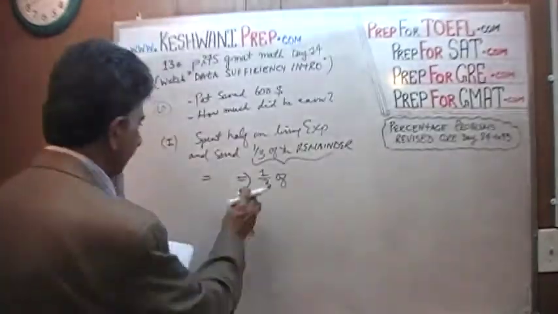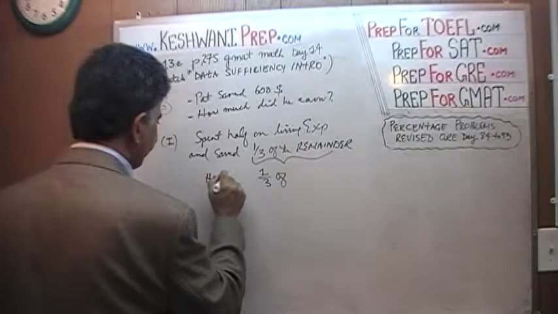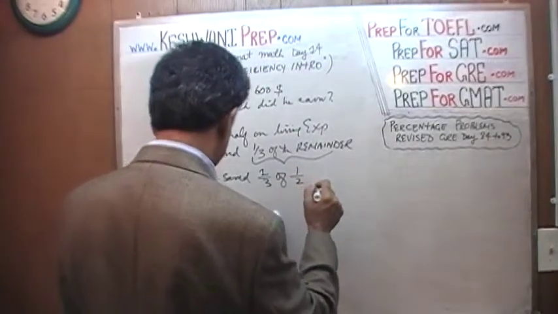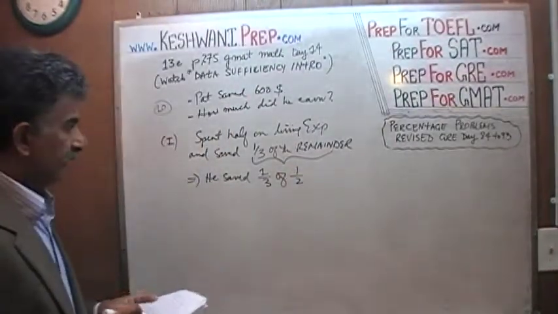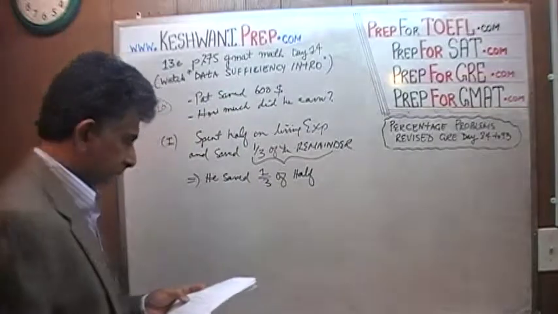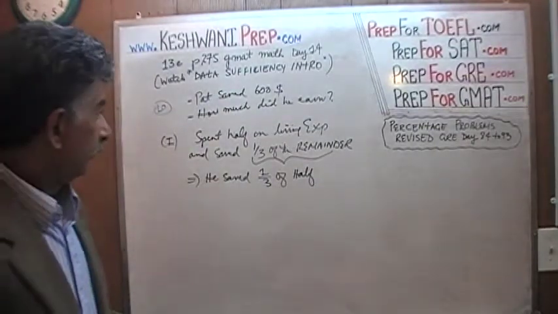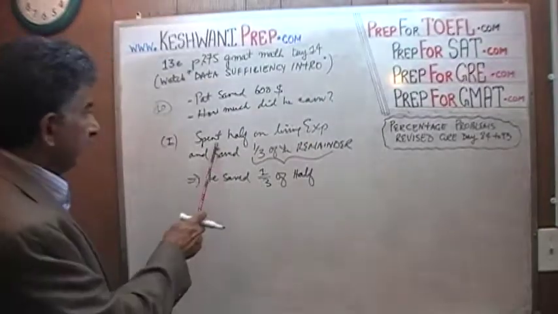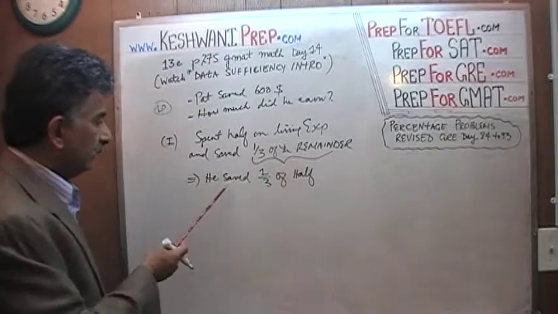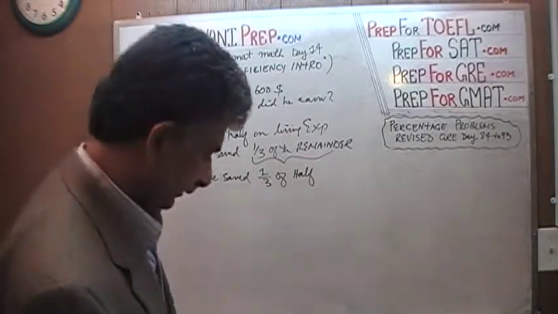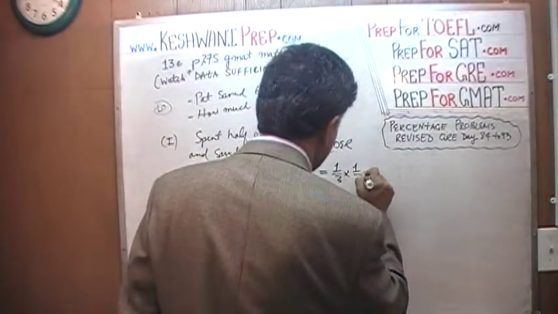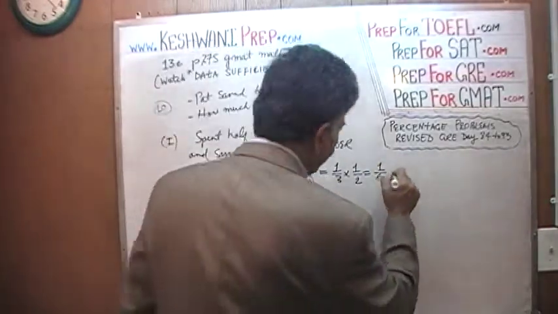That implies that he saved 1/3 of half. 1/3 of the half. Why? Because we are told that he spent half on the living expenses. He already spent half the money on the living expenses, and then he saved 1/3 of the remainder. Therefore, he saved 1/3 of the half. 1/3 of the half is same as 1/3 times the half, which is 1/6. This is 1/6 of his income.